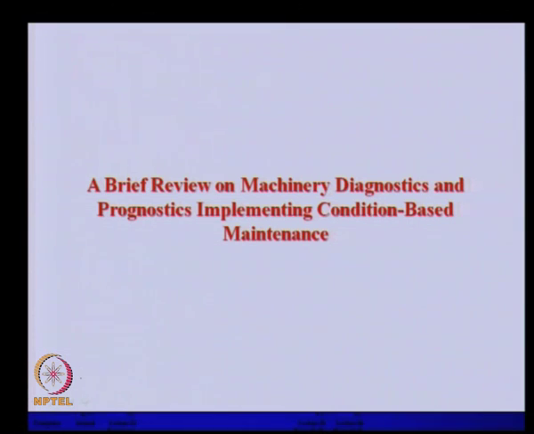So now we will briefly look at machinery diagnostics and prognostics in implementing condition based maintenance. Diagnostics refers to basically finding what kind of fault it is and what the severity of the fault is, and prognostics is whether we can have some a priori indication that faults are impending or are coming into the machine. If we can detect that, that will be a real challenge.